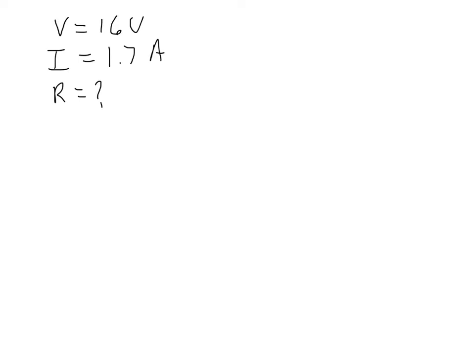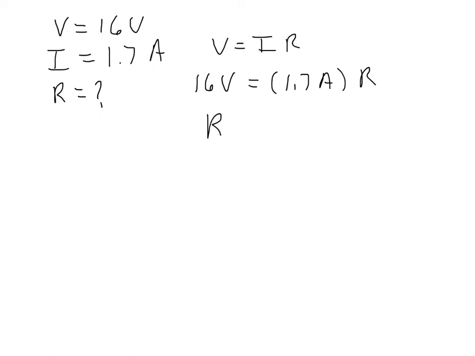So we're just going to use the equation V equals IR, and our voltage, our potential difference, is 16 volts, equals our current 1.7 amps, times our resistance, which we don't know. We need to find our resistance. We divide 16 by 1.7, and we get our resistance in that circuit is going to equal 9.4 ohms. Alright, so that's problem number 2. Going on to problem number 3.